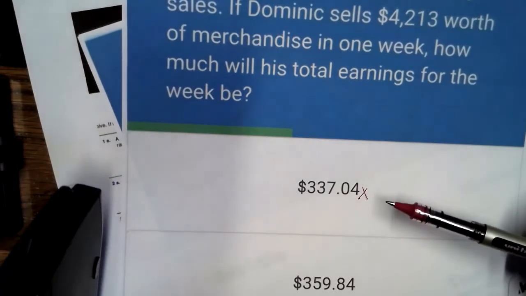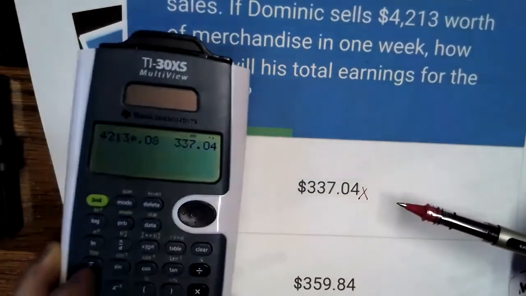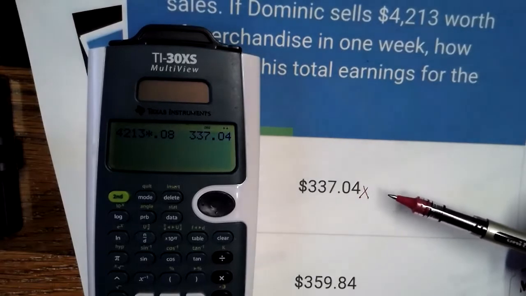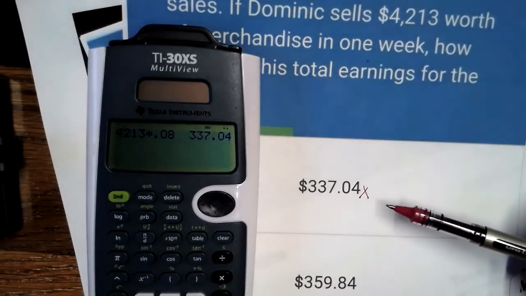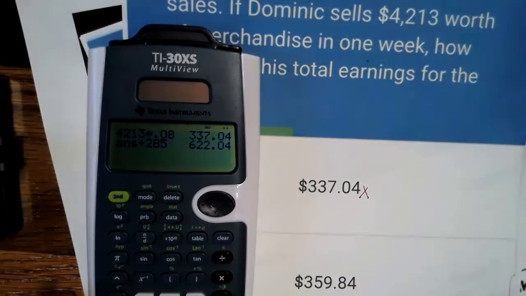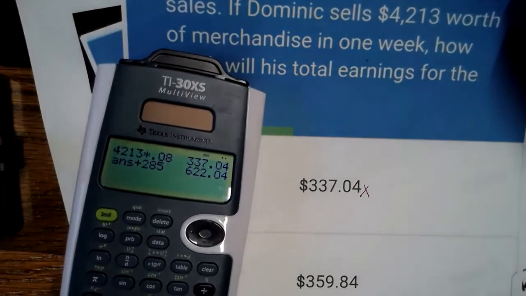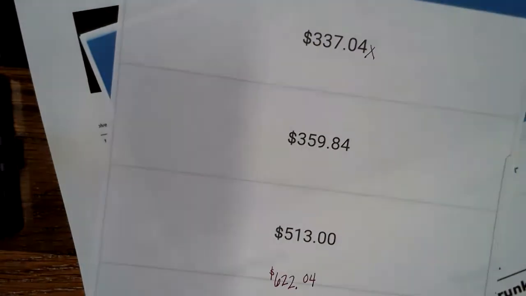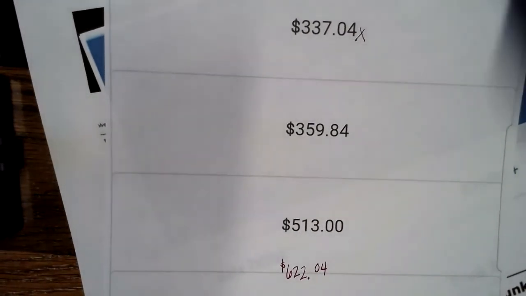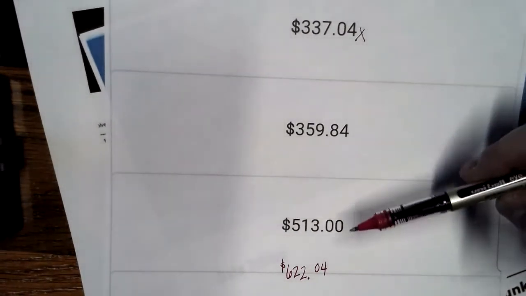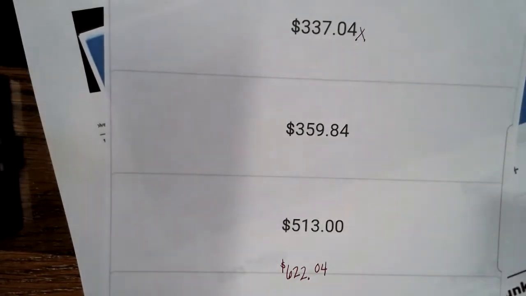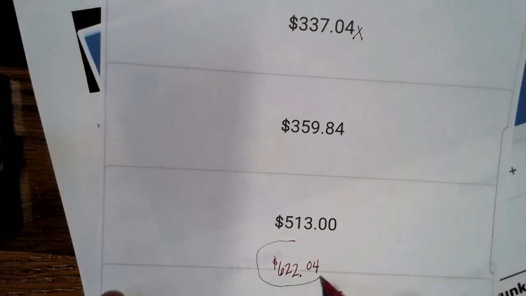So 337.04 just happens to be this top answer, so I'm going to use it so I don't have to rewrite it. That is his commission plus his weekly salary of $285. So his total pay for that week is $622.04. We look at the four. This is A, B, C, D. I had to write that in because the last one fell off the page. And the answer for this is D.